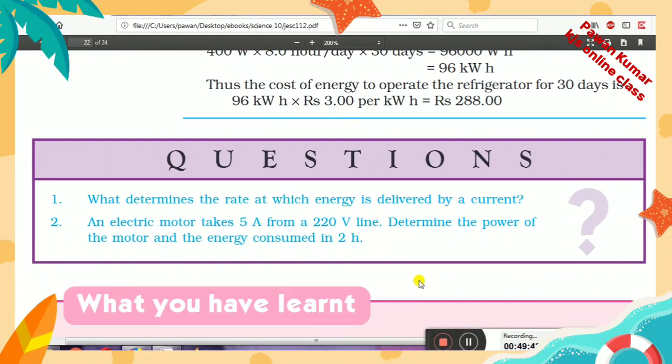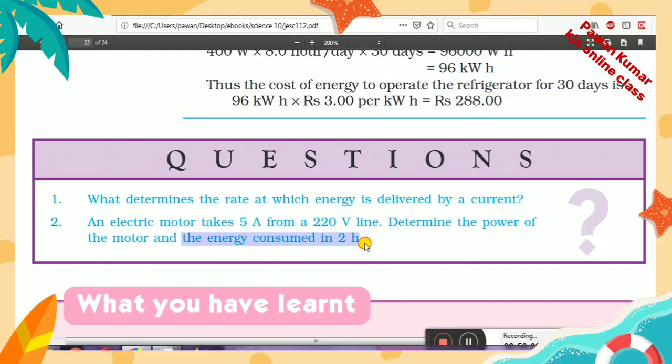Let us discuss these questions. What determines the rate at which energy is delivered? Rate of energy means power. An electric motor takes 5 ampere current from a 220 volt line. Determine the power of the motor. The power of the motor is what? V into I. Multiply them, you will get power.